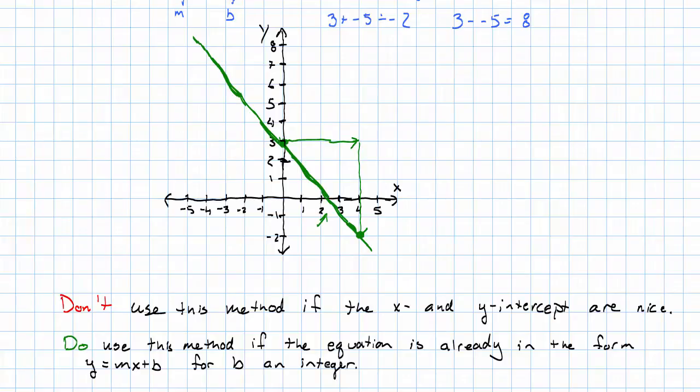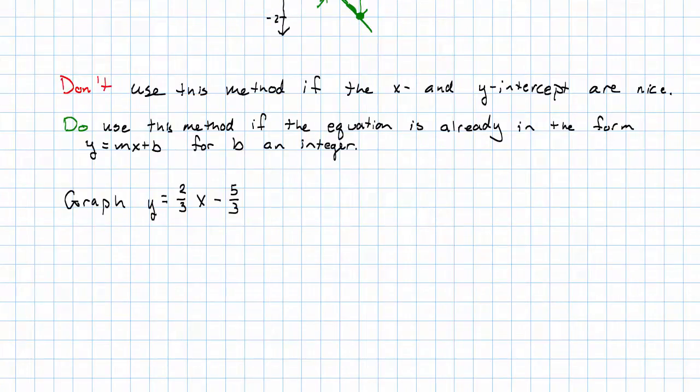But what should we do if the y-intercept is not a nice number? What if we have, for example, this equation? Suppose that we want to graph the equation y equals 2/3 x minus 5/3. Well, the slope is just fine, but the y-intercept doesn't have integer coordinates. In this case, we want to choose a point other than the y-intercept to use in our graph, and we'll see how to do that in the next video.